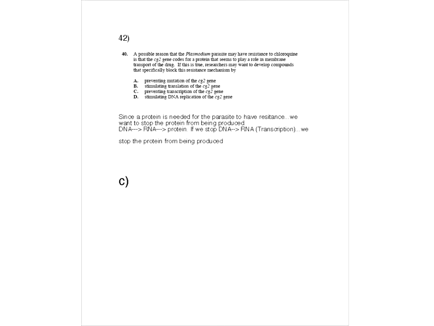So, next question says, a possible reason that this parasite may have resistance to chloroquine is that a certain gene codes for a protein. Okay, I'm just going to underline that. So this gene codes for a protein that plays a role in membrane transport. So if researchers want to develop compounds that are going to block this resistance mechanism, what you're trying to block is a gene coding for a protein. So how are we going to do that?